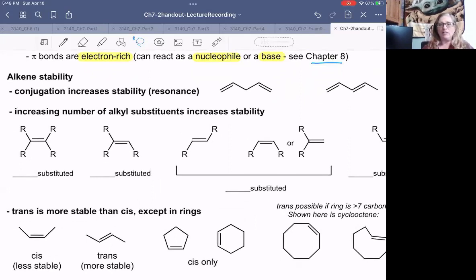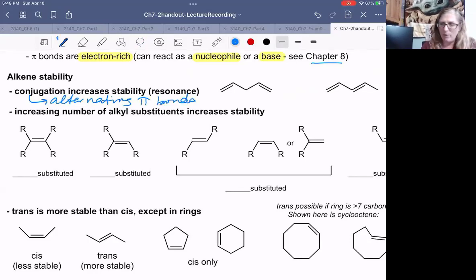Not all double bonds are equally stable. So what are some things we could do to stabilize a double bond? One thing is if we have more than one double bond, then we can put them in conjugation with each other. And so that means we have alternating pi bonds.